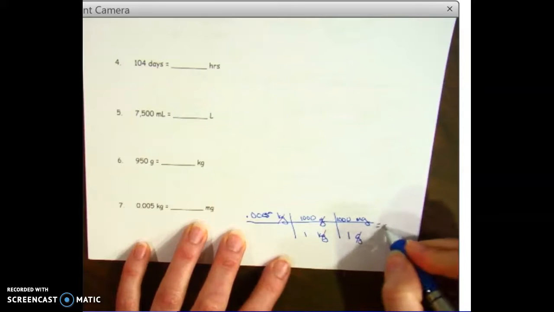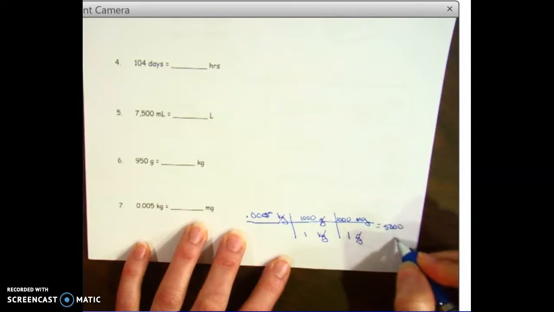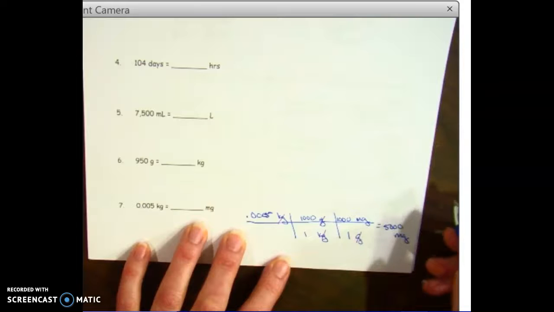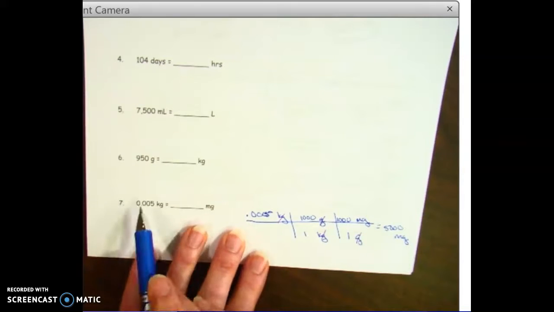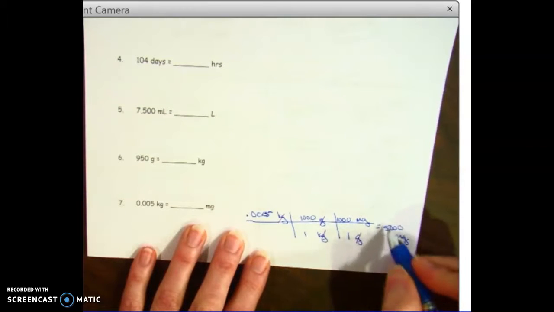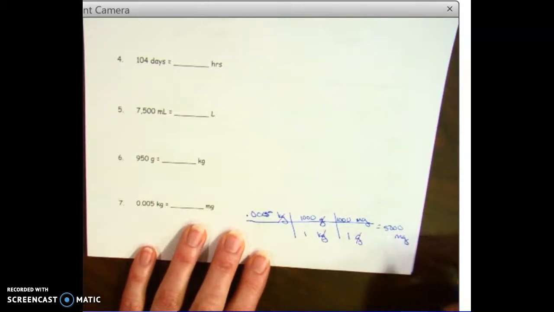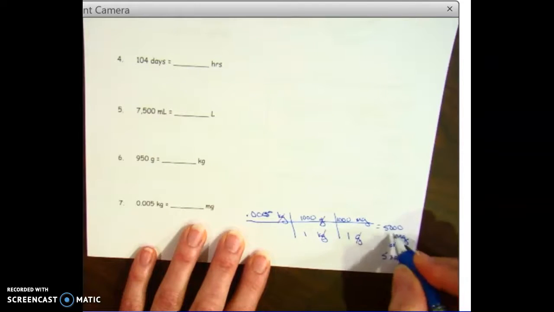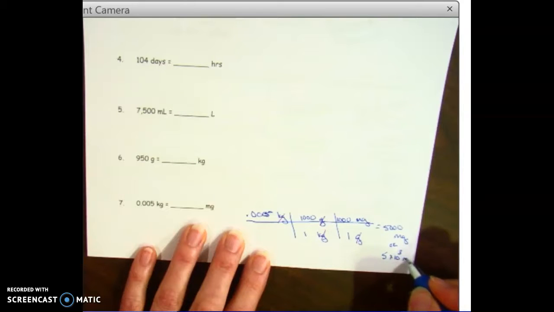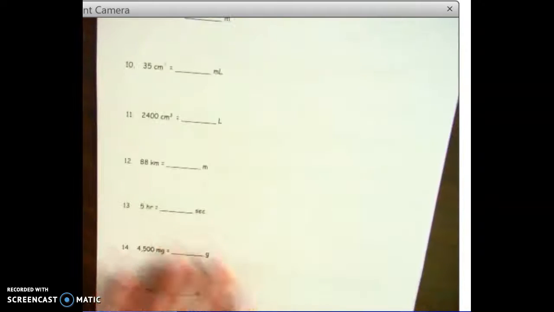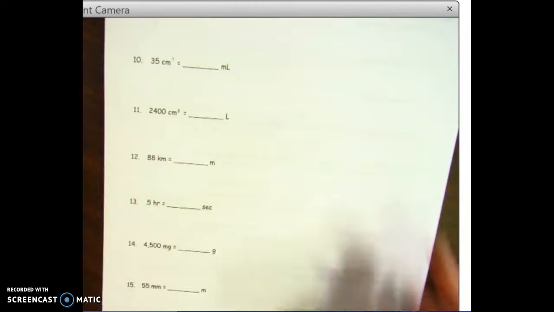That's equal to 5,000 milligrams. I need 1 sig fig because I started with 1 sig fig, so you could just leave it as it is, or you could put it in scientific notation, which would be 5 times 10 to the 3rd milligrams. If you flip over, we'll do another one here.